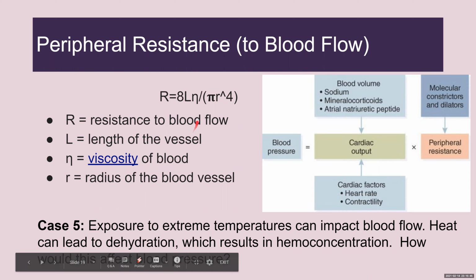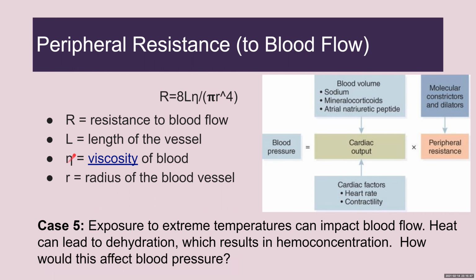right? And so you can see this is the letter for viscosity, and that is in the numerator. So if we increase viscosity, everything else stays the same, we have increased resistance. Okay, so if we increase resistance, then we have increased blood pressure. That should make sense at this point. If not, rewind and listen again.